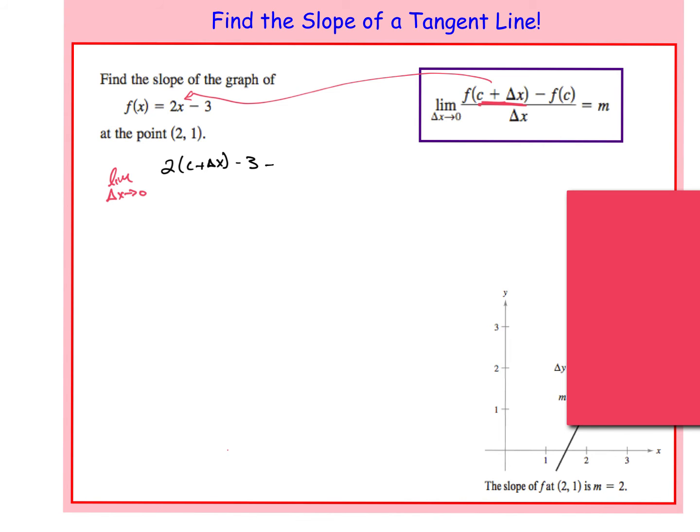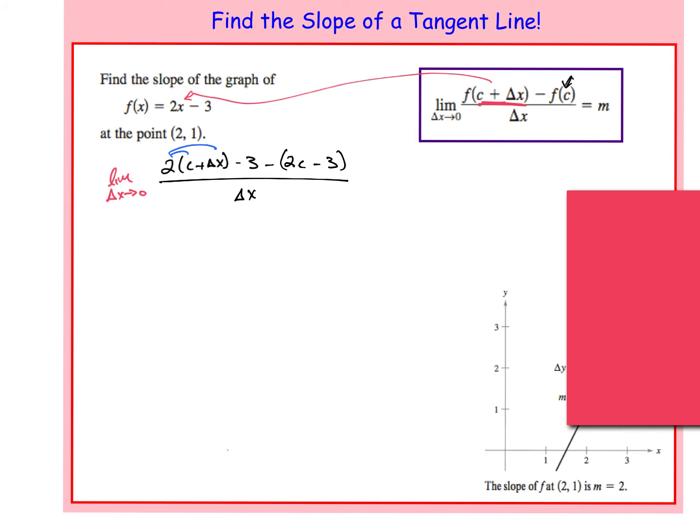And then minus my 2 times, now I'm going to substitute in c, and then minus 3, all over delta x. And so now we just need to simplify this up a little bit. So we're going to distribute the 2.